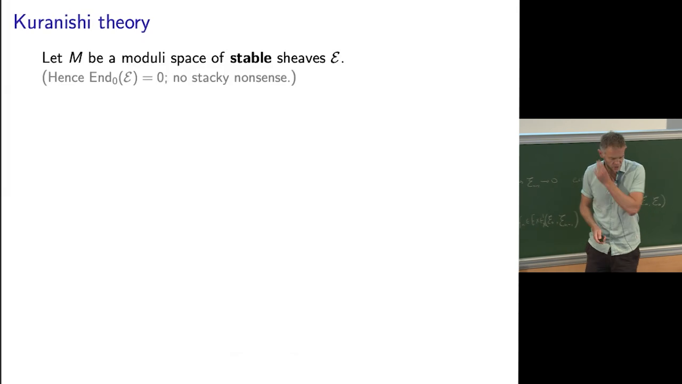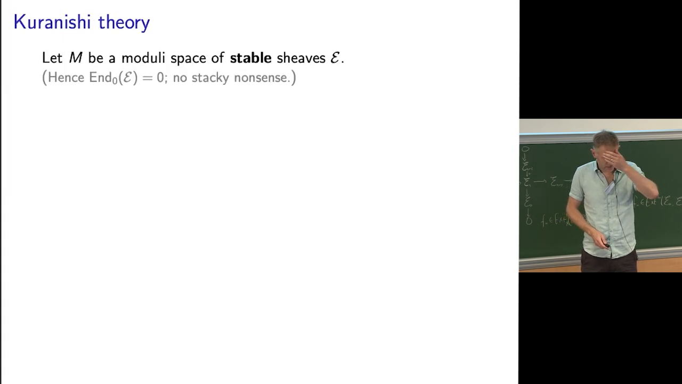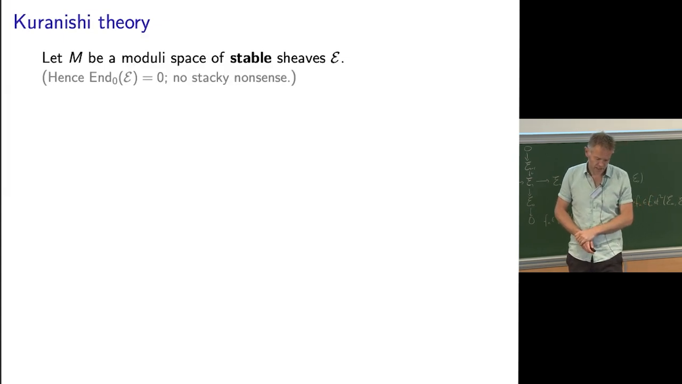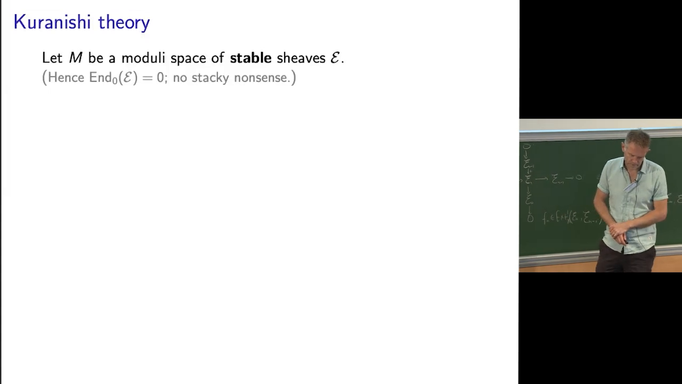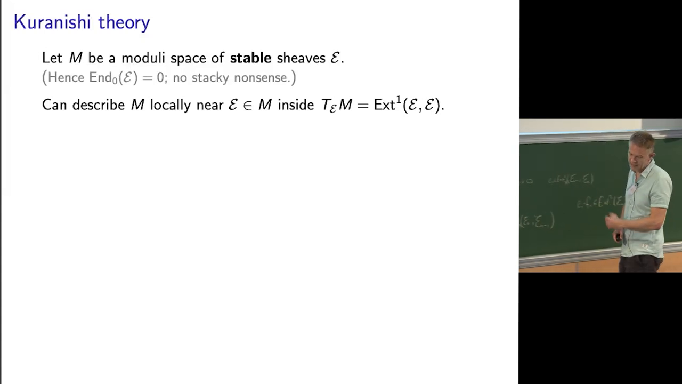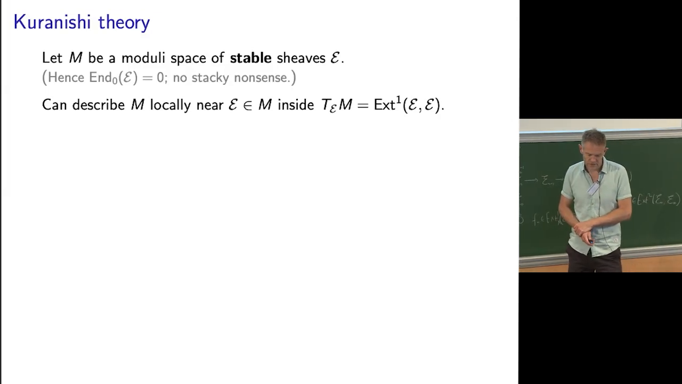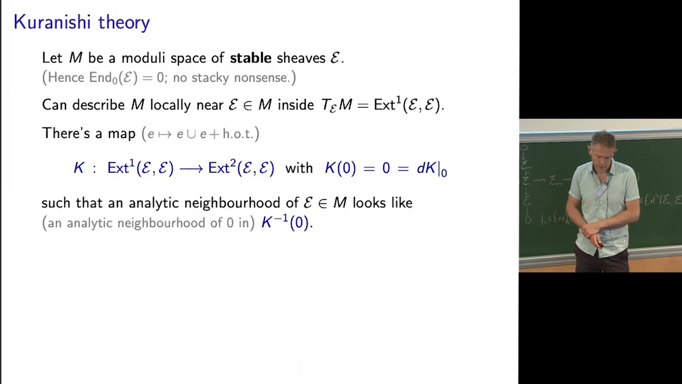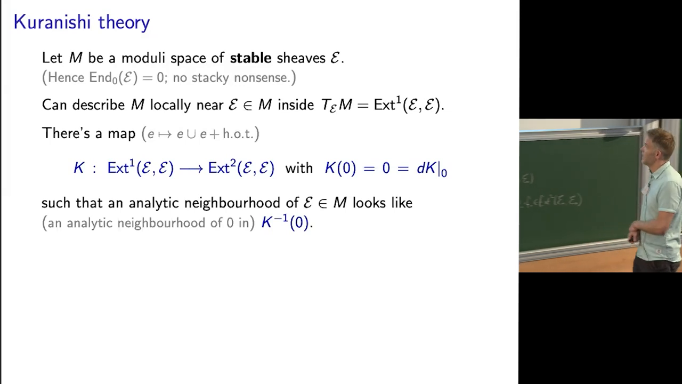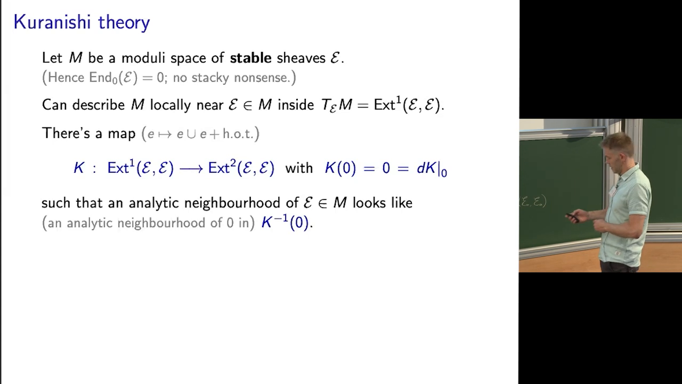Okay, so moving on, I wanted to talk about Kuranishi theory. I'm not going to prove this, I'm just going to state it. And then I'm going to go into a more global version of it called perfect obstruction theories. So if you have a moduli space of stable sheaves, I'm not dealing with semi-stables at the moment, then you can describe it, like any scheme, locally analytically, or formally inside its Zariski tangent space. And Kuranishi described it better. He gave explicit equations for how it's cut out inside its Zariski tangent space by this Kuranishi map.